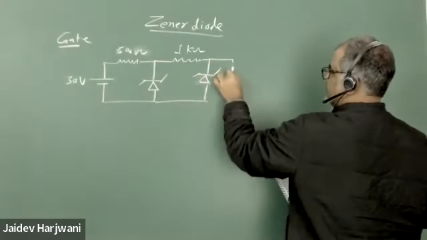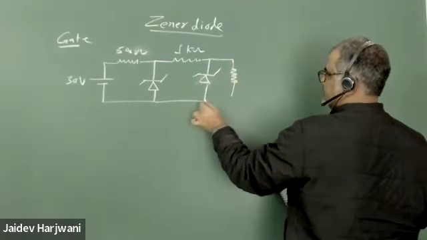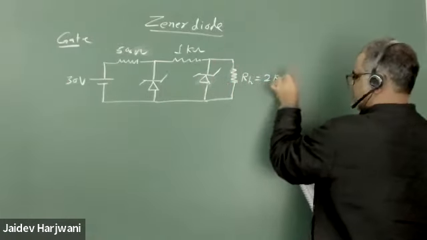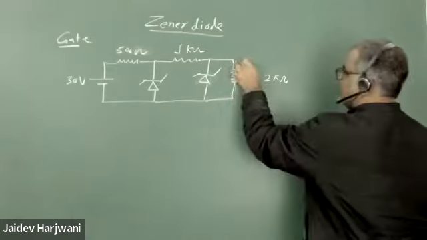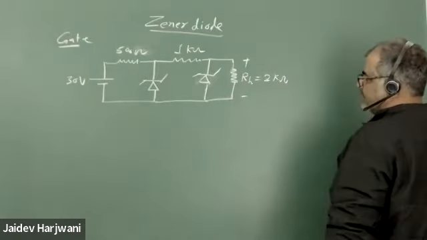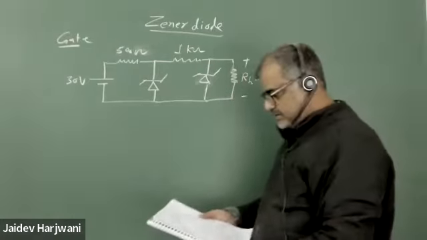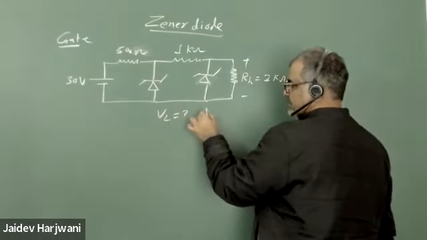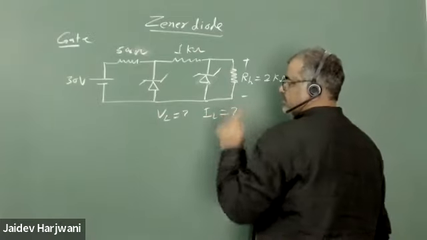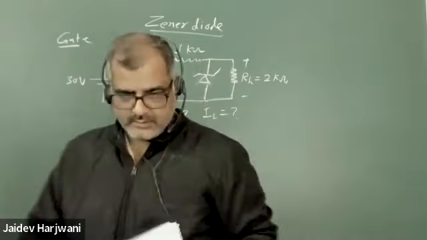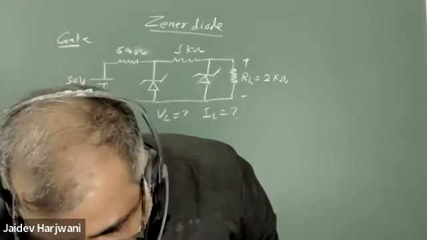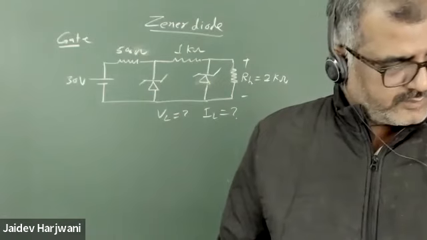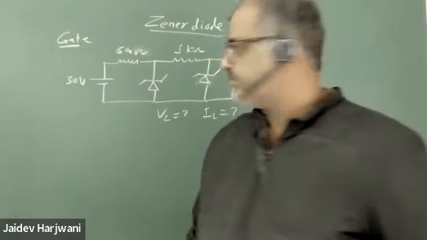and they given a resistance RL is equal to 2 kilo ohm. So they're asking what is V load and what is IL. So how can we approach this problem? Anyone? How can we calculate this one?